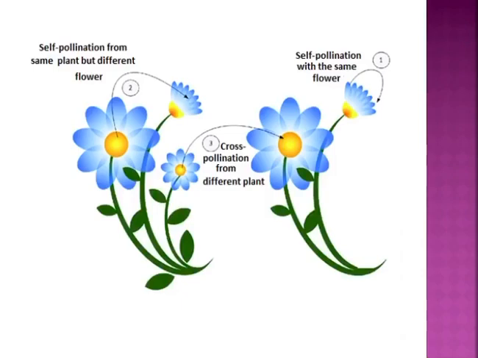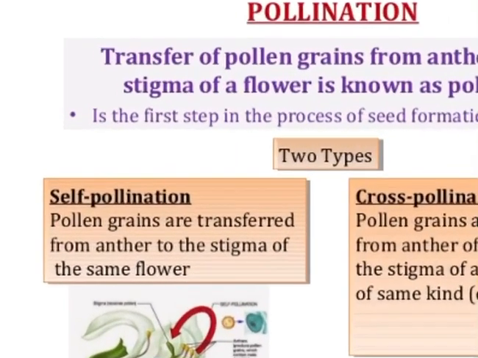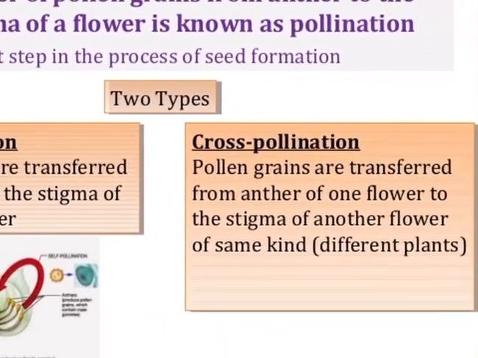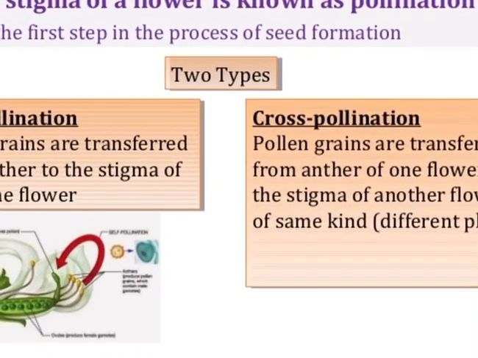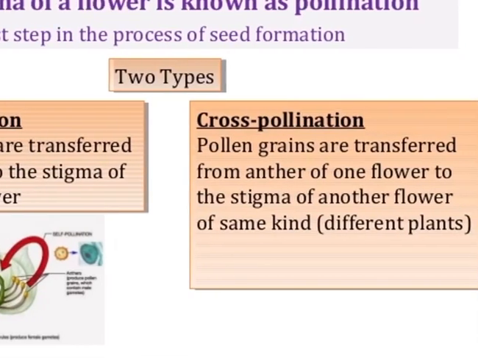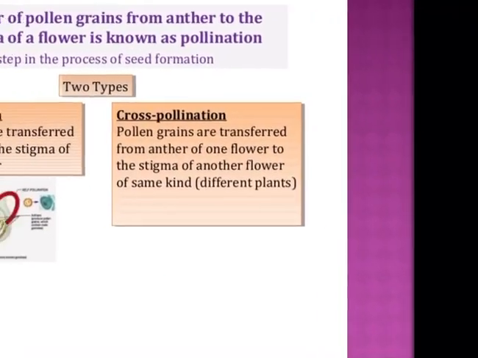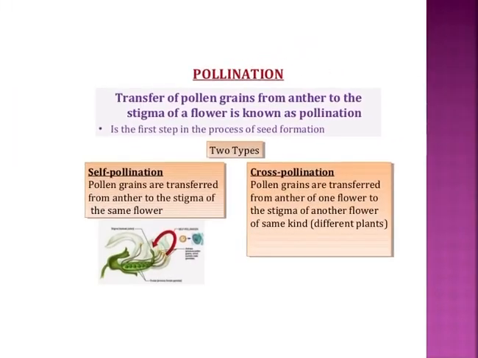Self pollination is when the pollen grains are transferred from the anther to the stigma of the same flower or another flower on the same plant. This is called self-pollination. And cross-pollination is when the pollen grains are transferred from the anther to the stigma of a flower on another plant of the same kind. This is called cross pollination. These are the two types of pollination: self pollination and cross pollination.